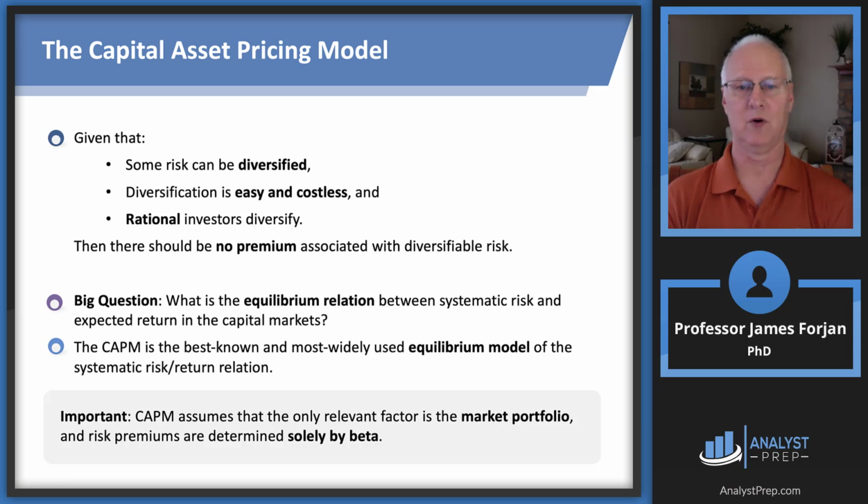Expected compensation, of course. So CAPM, which goes all the way back to 1964, William Sharpe kind of gets more credit, although there were others who did similar and identical works. William Sharpe won the Nobel Prize in Economics for his work. An equilibrium model of systematic risk and the return relationship. And look at the bottom gray box. Capital asset pricing model assumes that the only relevant factor is that market portfolio, and then the risk premiums are determined solely by beta. And I always tell my students to think of beta as having a range of between 0 and 2, although statistically it doesn't have to.